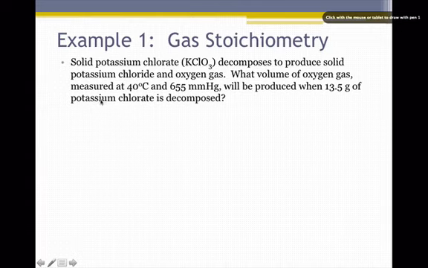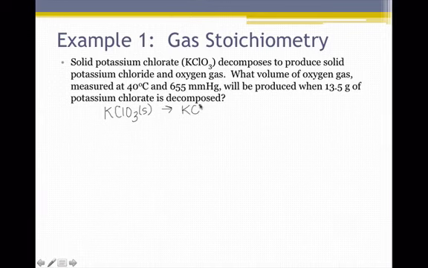So our first step all the time is to make sure we have a balanced equation. So I'm going to write one. I have potassium chlorate, solid, decomposing into solid potassium chloride and oxygen gas. So I have 3 and 2, which means I'm going to try and even these out like this. So there's my balanced equation.